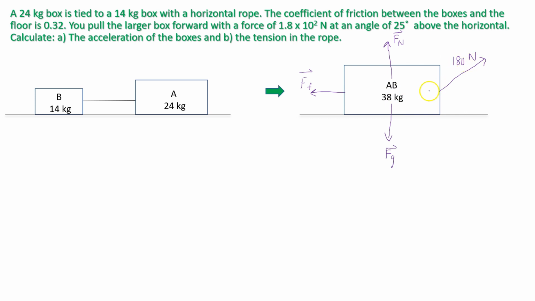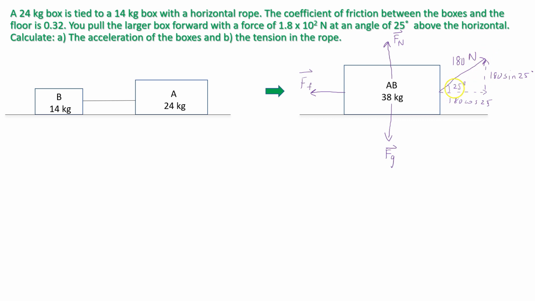So now what I'm going to do is I'm going to break this force up into its components. So since this vector is at an angle, it has 2 components. It has a horizontal component, and it has a vertical component. And the angle here is 25 degrees. So the horizontal component would be 180 times cosine of 25, and the vertical component would be 180 times sine of 25 degrees. And so I've covered this in the previous video, how you resolve a vector into its components. So if you take a look at my previous videos, you'll learn how to do that.